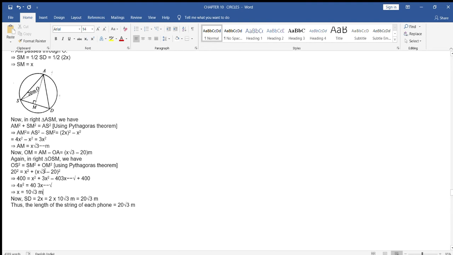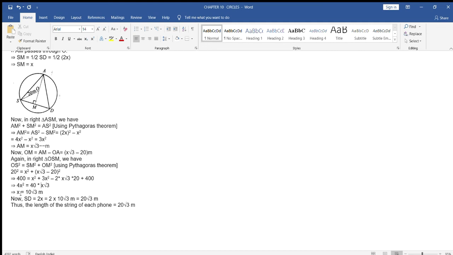Just see, when you expand it, a square means 3x square, plus b square means 400, and minus 2ab. What is a here? x root 3. So 2 into x root 3 into b, which is 20. When we solve it, we get 40x root 3. And when we divide by 4, the x square and 1x are cancelled out because both sides have x. Then 4x is equal to 40 root 3, and when we divide it by 4 we get x is equal to 10 root 3.